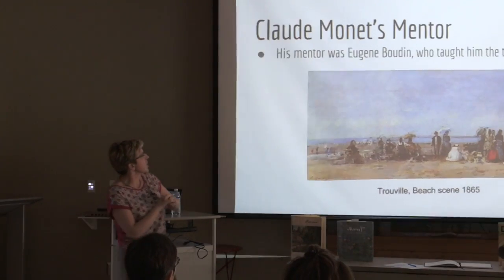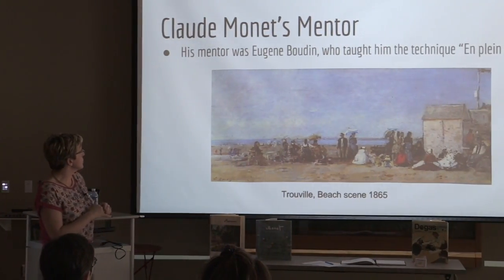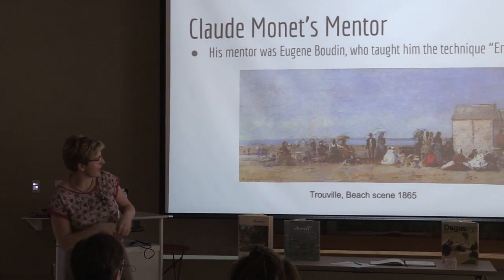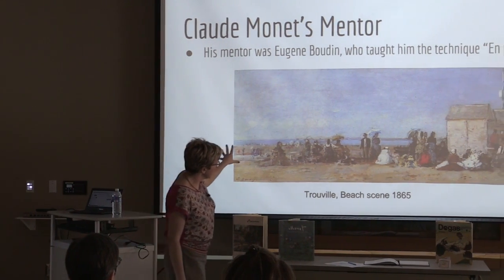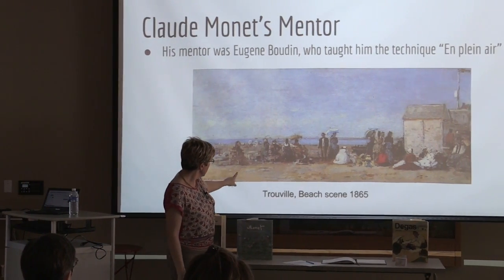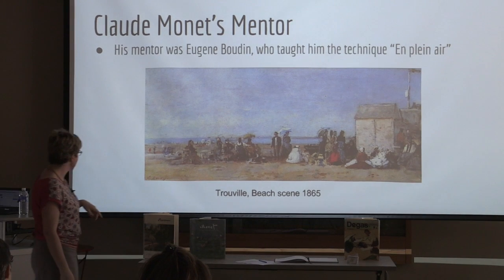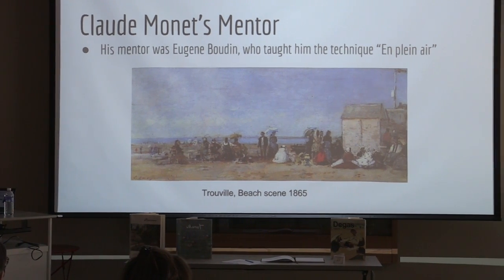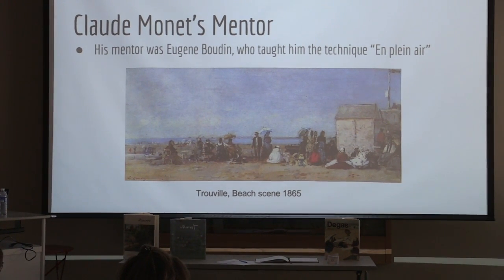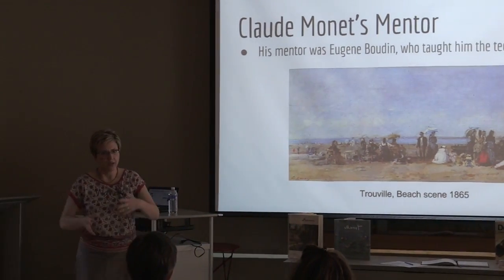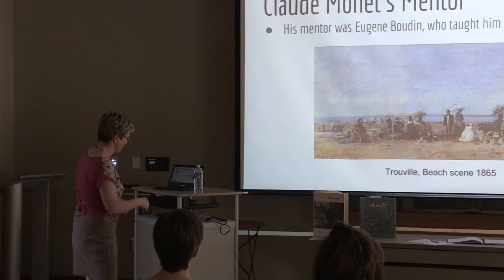Okay, so Claude Monet had a mentor. His name was Eugène Boudin, and he taught him the technique en plein air. And this is a painting by Eugène Boudin made in Trouville, and this painting was made in 1865. And Trouville is now a seaside resort, and it was already that way before. I mean, people would go, like you go to the Cape here.